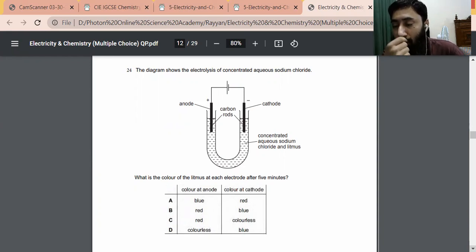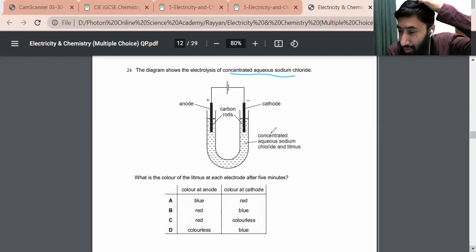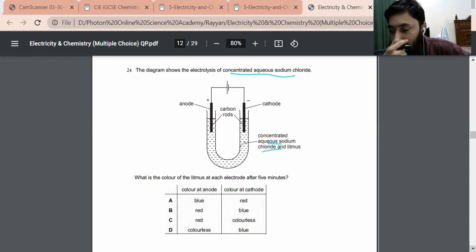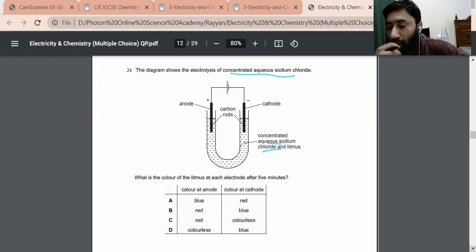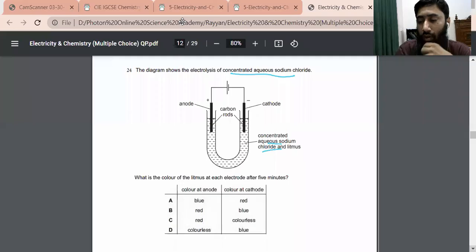The diagram shows the electrolysis of concentrated aqueous sodium chloride: carbon rod, concentrated aqueous sodium chloride, and litmus. What is the color of the litmus at each electrode after 5 minutes? Let me think about this question. Okay, so this is the anode.